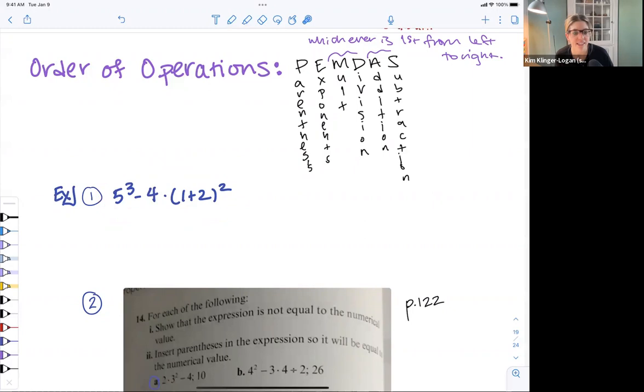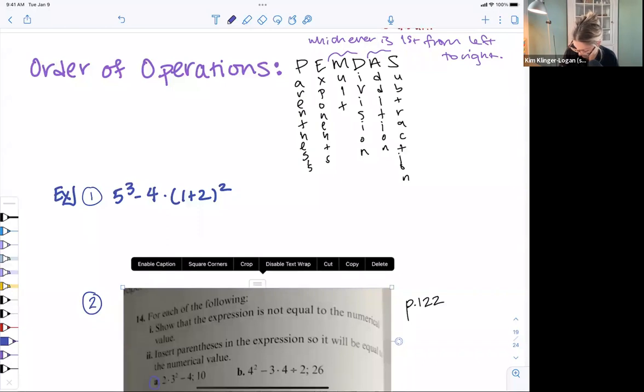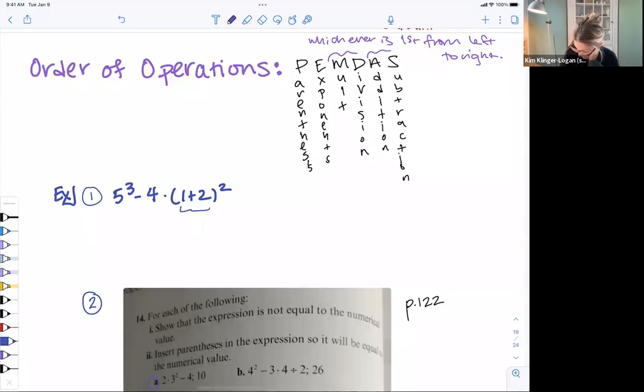Okay, so in this expression here, if I wanted to compute this, what the order of operations says is I first do what is in parentheses. And so I'm going to first perform this operation in parentheses. 1 plus 2 is 3. So this is 5 cubed minus 4 times 3 squared.